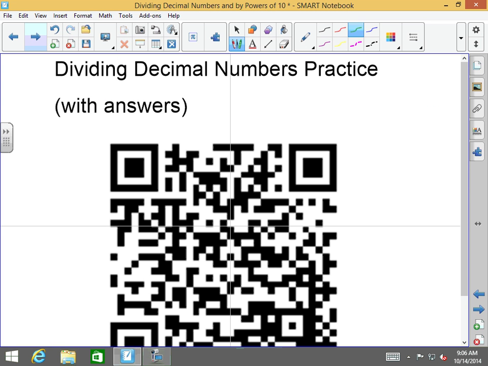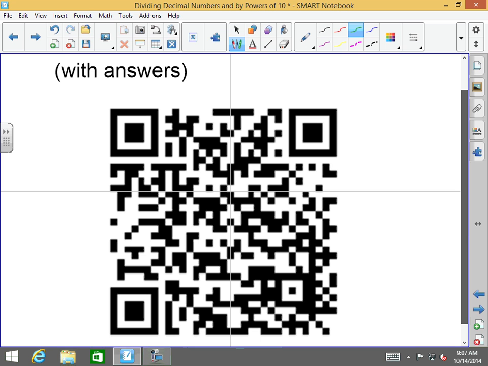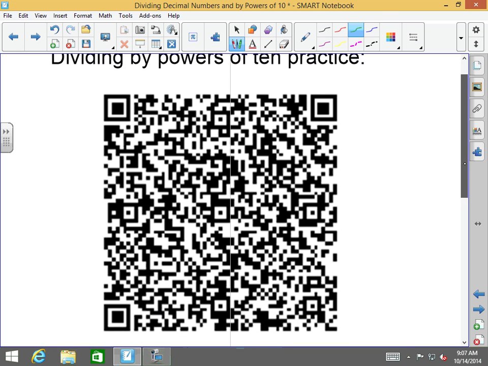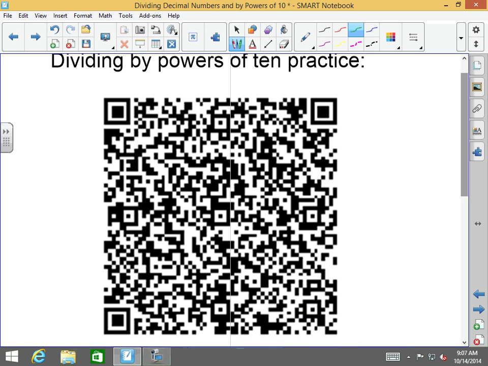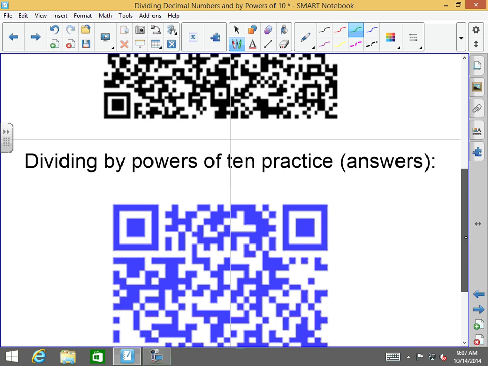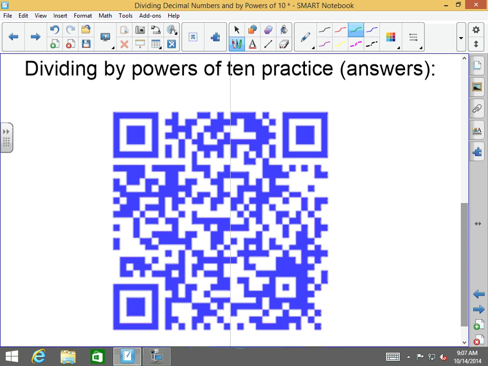Okay, then if you would do me a favor, please, go ahead and scan this dividing decimal numbers practice with answers. Has answers on this one. Scan that. Work on it. And then you have your second worksheet, which is dividing by powers of 10 practice. And if you need the answers to that, it's right here below, dividing powers of 10 practice answers.